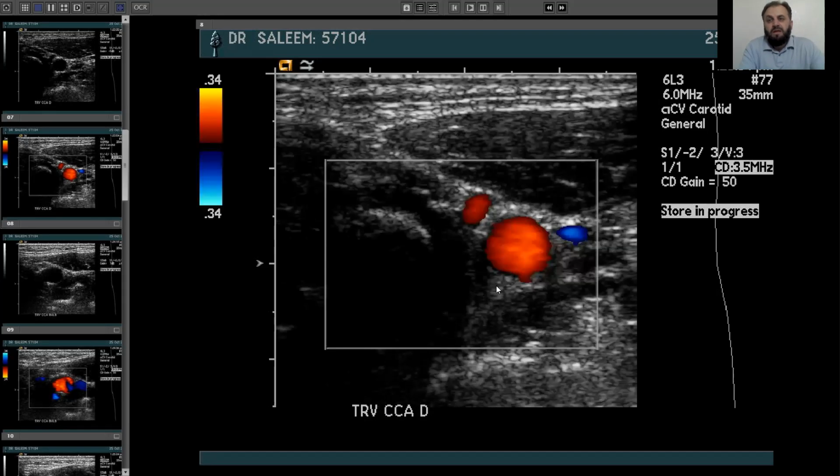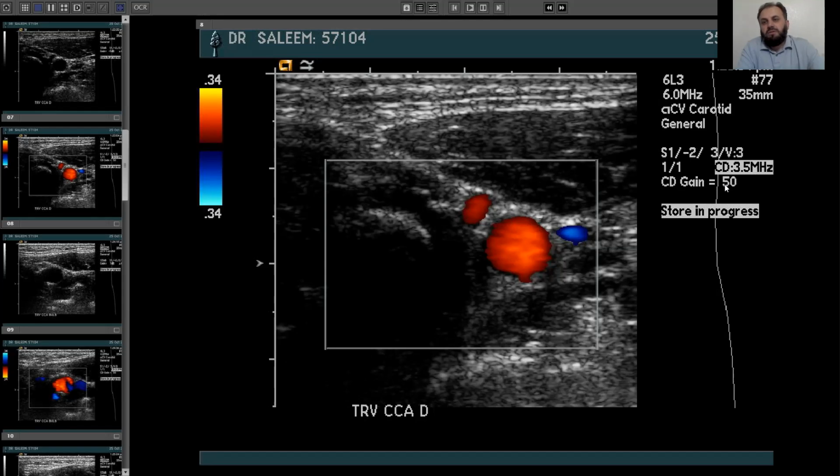Let's put color on it. Okay, if you look at the color, color gain is okay. Color scale can be anywhere between 0.34 or 0.46 meters per second. That can vary. It depends on the patient's situation. If a patient has really high hypertension or polycythemia or something, maybe we can increase it a little bit. It depends. Everybody is different. If somebody is really dehydrated or hypovolemic or maybe anemic, then you can play with that scale. So you can bring it down in those cases.